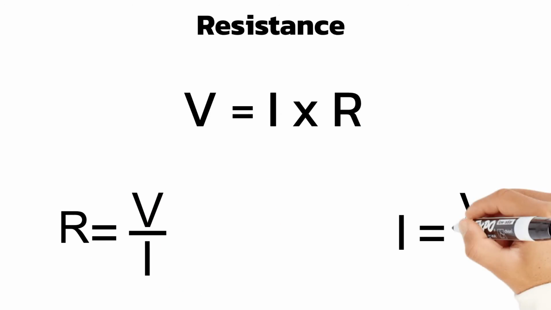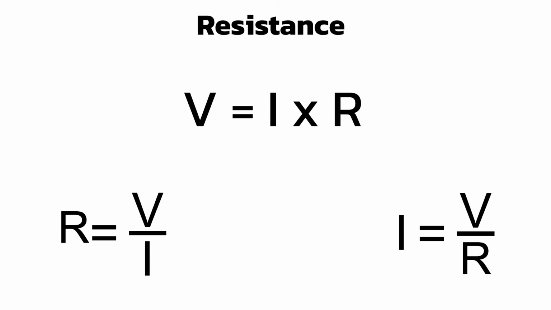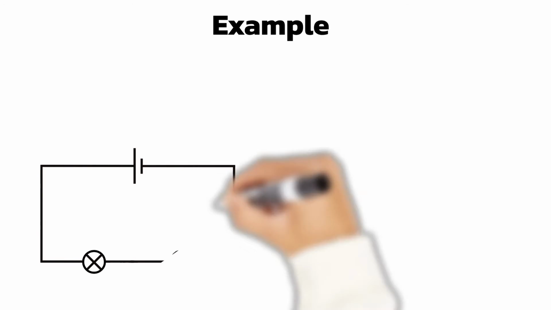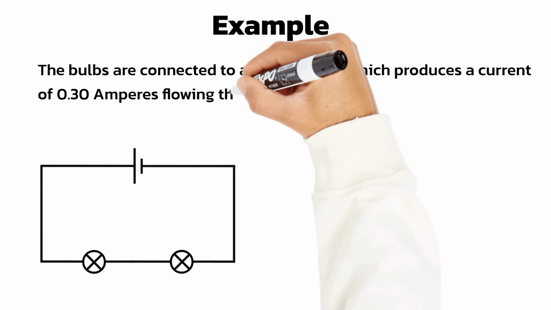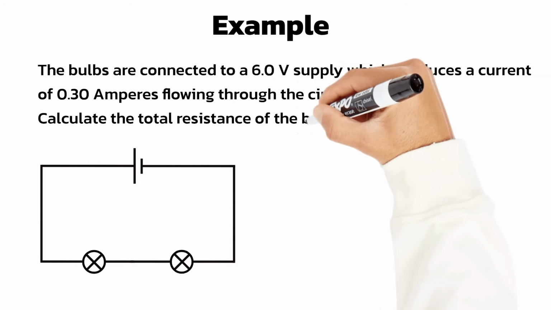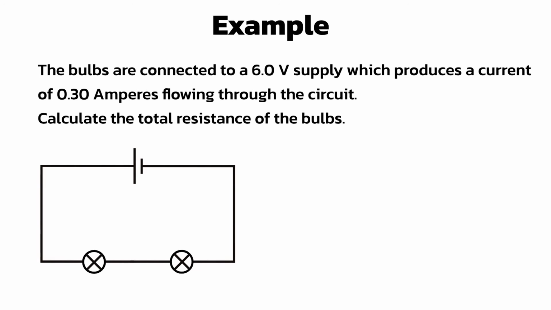You'll need to practice rearranging the formula until you are confident with these types of questions. Try this example question. The bulbs are connected to a 6-volt supply which produces a current of 0.3 amperes flowing through the circuit. Calculate the total resistance of the bulbs. Pause the lesson and restart when you're ready.